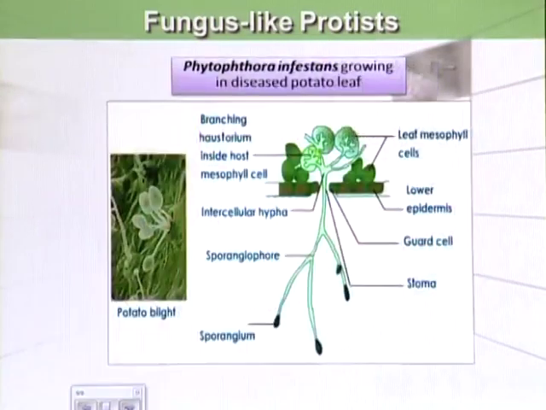disease. So you can see here how Phytophthora infestans grows in a diseased potato leaf. This is actually the sporangium of Phytophthora, and then the sporangiophores, and the hyphae of Phytophthora infestans. It penetrates the leaf cells through the lower epidermis and attacks the host by getting inside the host cells.